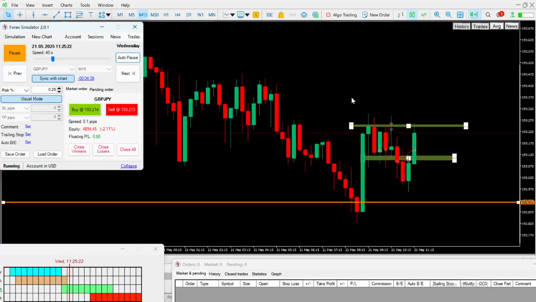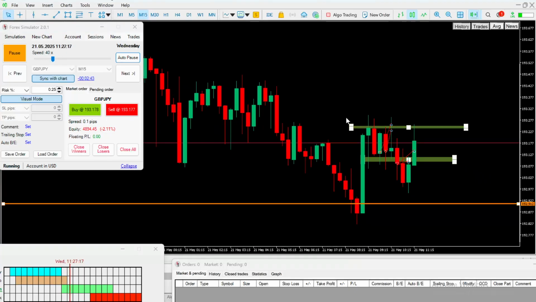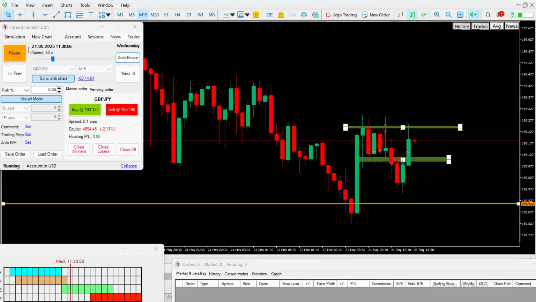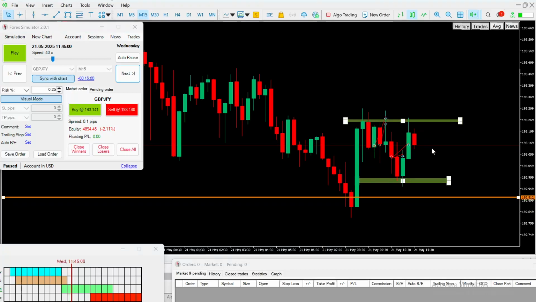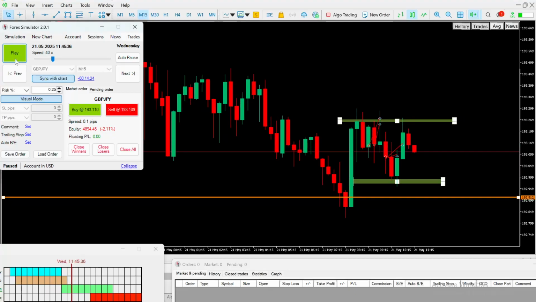Okay, so it's just doing... So now we have this here and this there. It's ranging. How many trades we took? We took 2, right? So we will stop here. Even though I feel like this is an opportunity here.